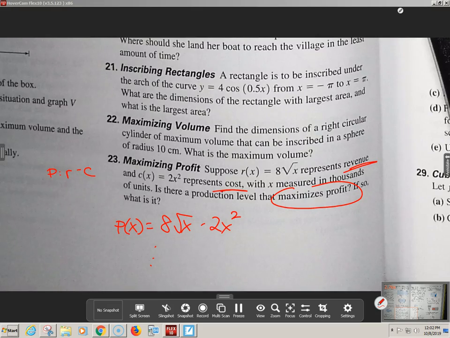Are there endpoints? Is there anything in here that tells me that the production is limited? I'm assuming greater than 0, because if you're not making anything, you're not profiting. You're not losing. You're not profiting either. Okay. Take a derivative, find a critical number. Okay. That was number 23.